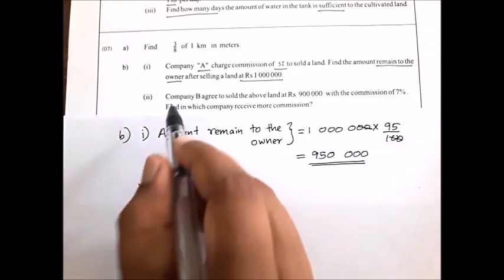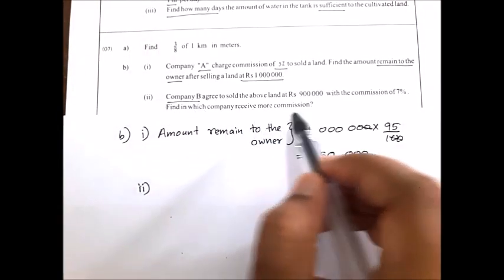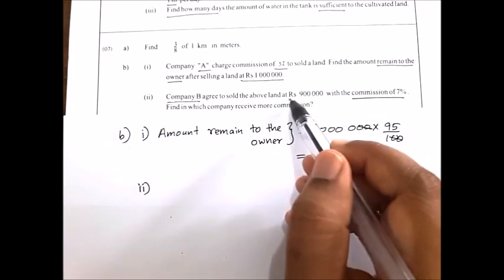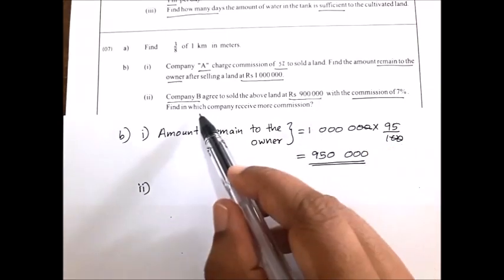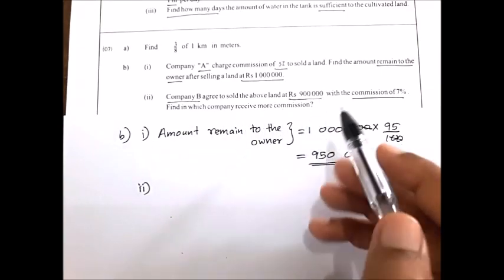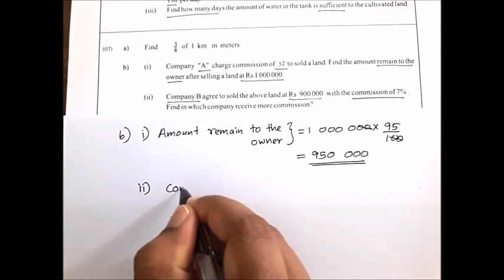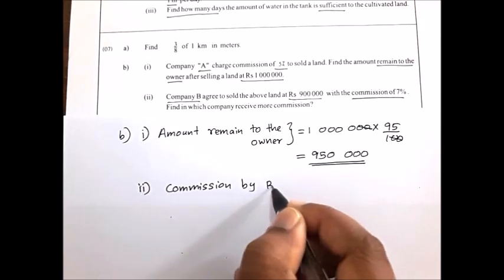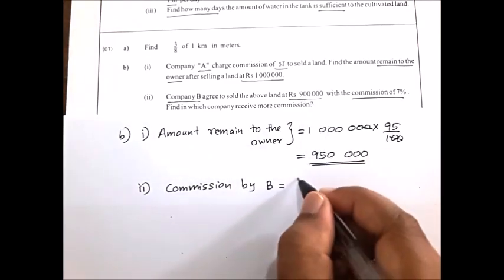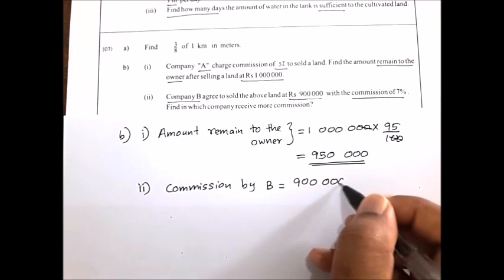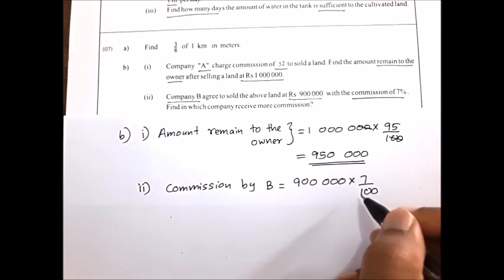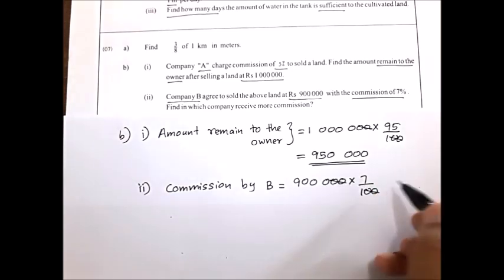Second part, company B agrees to pay 7% commission on the land at 900,000. Find which company received more commission. Find the commission received by company B. Value of the land is 900,000. They charge 7% commission. Multiply this one by 7%. The value is 63,000 rupees.